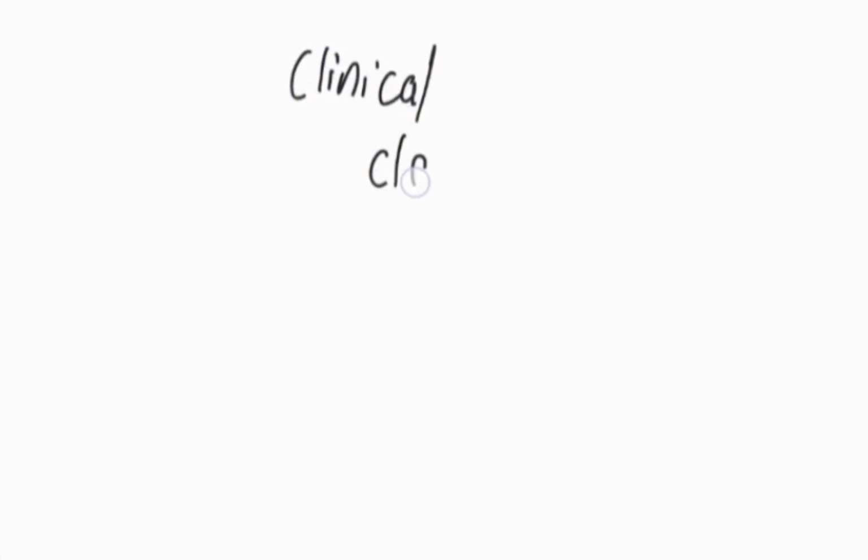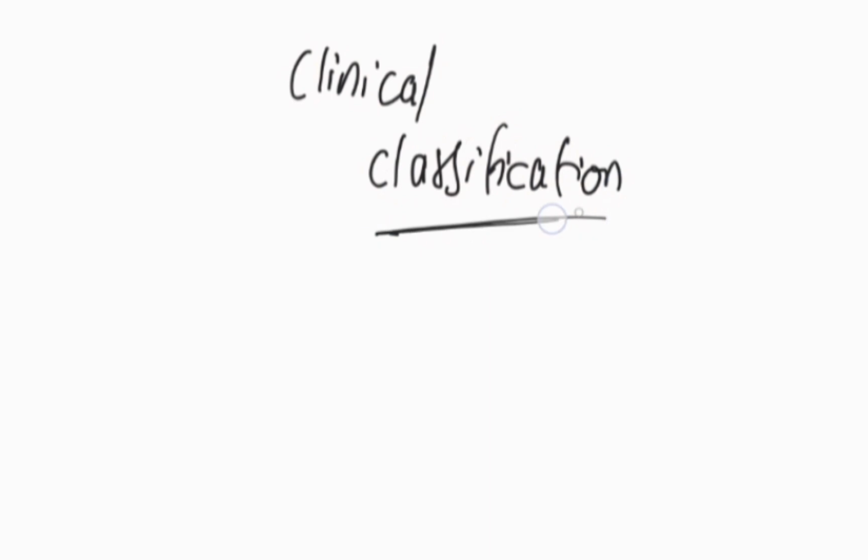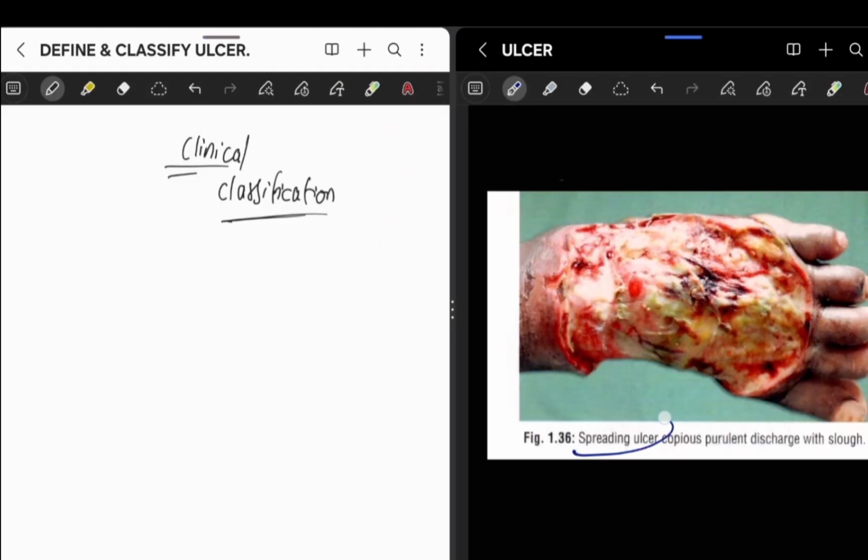First one is the clinical classification. Under clinical classification, the first thing which we are going to discuss is the spreading ulcer. How will the spreading ulcer be? In a spreading ulcer, we can see the edges are irregular. Remember, the edges are irregular, and the floor contains the discharge. The borders are irregular and it contains profuse discharge.